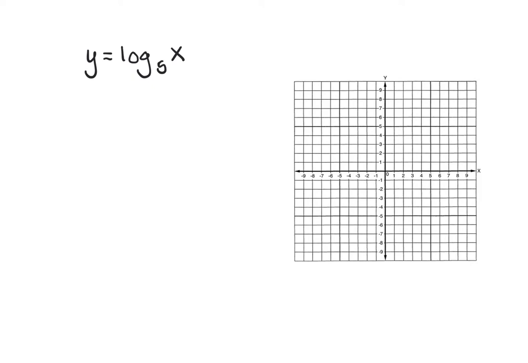Okay, so we're going to graph y equals log with base 5 of x. To do this, it is helpful to rewrite it in its exponential form. So the exponential form is base 5 to the power of y is equal to x. We're used to y equals 5 to the power of x. Our x and our y are switched when we do logarithms.